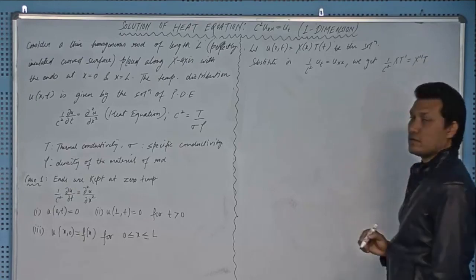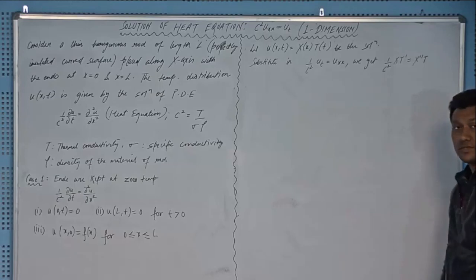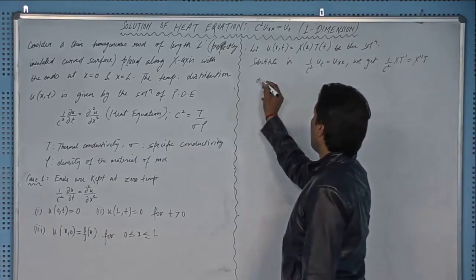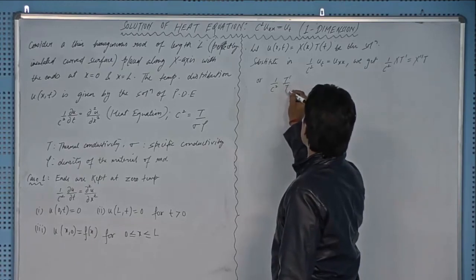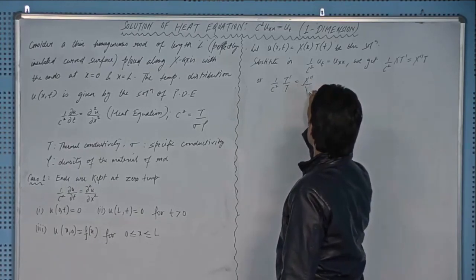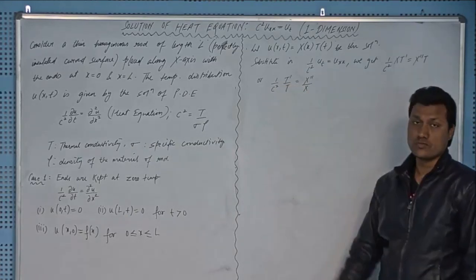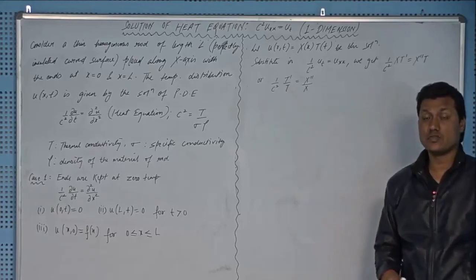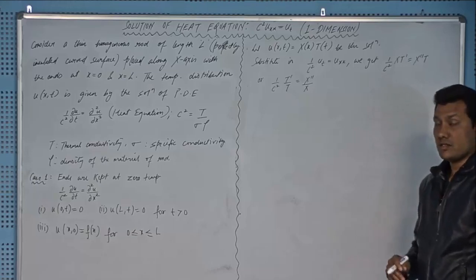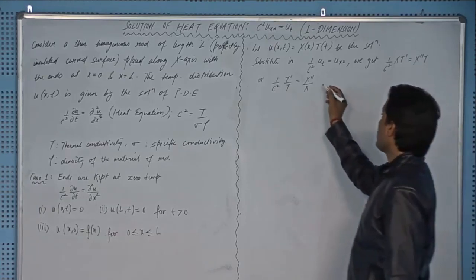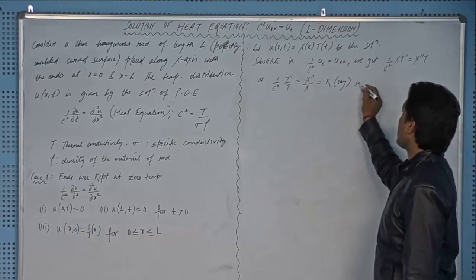equal to X double dash T, right? And then bringing the X and T terms on both sides of this equation, I will get 1 over c square T dash over T equal to X double dash over X. And we can see that the left hand side is a function of t and right hand side is a function of x, and if the two functions of different variables are equal, they have to be equal to some constant, and that constant is called separation constant, k, say, right?